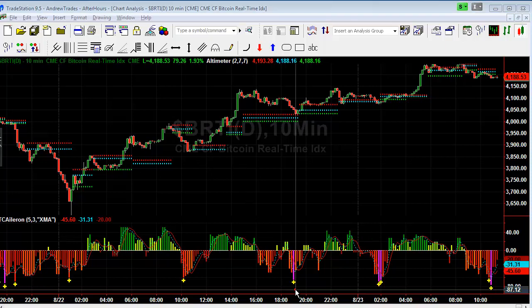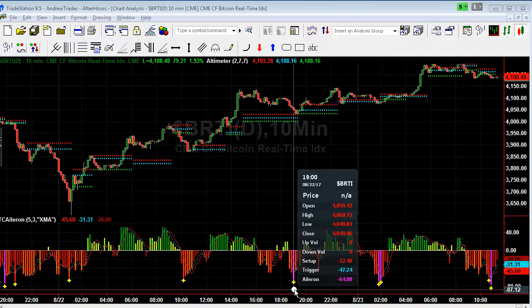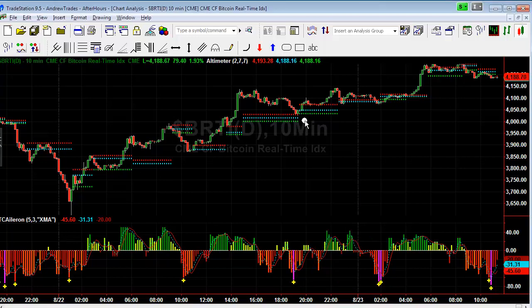Anytime we've seen that, again, another time right here, we saw an oversold situation which turned magenta, and then it got to a support point, and there's an opportunity to trade it within the range and look for that breakout that would occur.